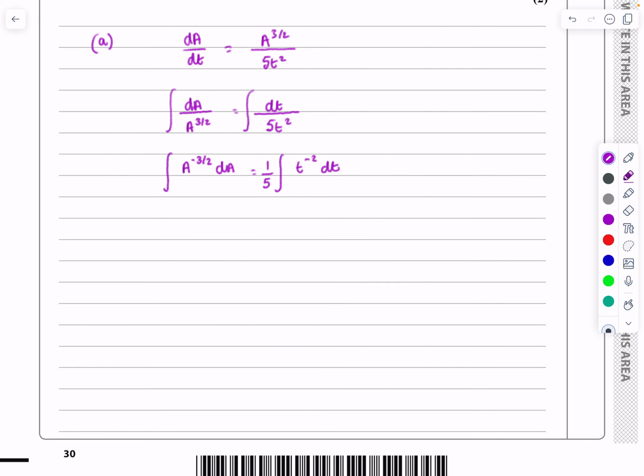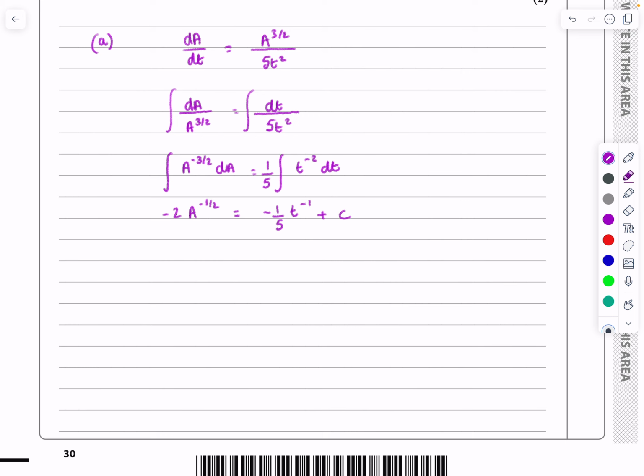So add 1 onto the new power. Adding 1 onto minus 3 over 2 is going to make A to the minus a half. Add 1 onto power, divide by the new power. So divide by minus a half is the same as multiplying by minus 2. Do the same thing on the other side. Add 1 onto the power is going to make t to the minus 1. Divide by the new power will make that minus a fifth t to the minus 1. And obviously, we need a constant of integration there.